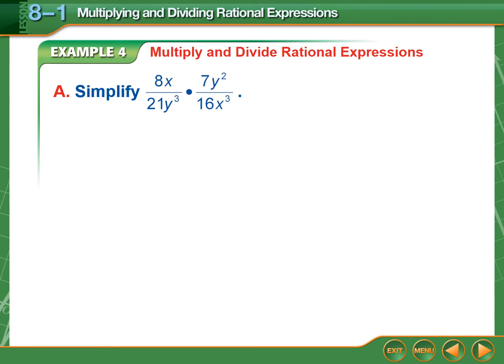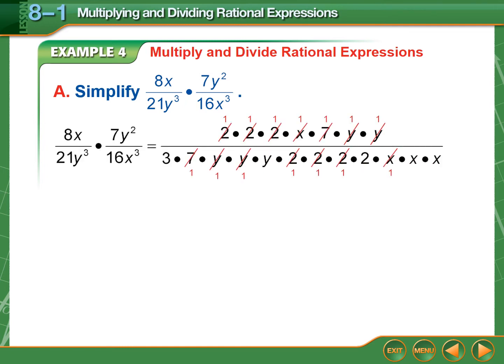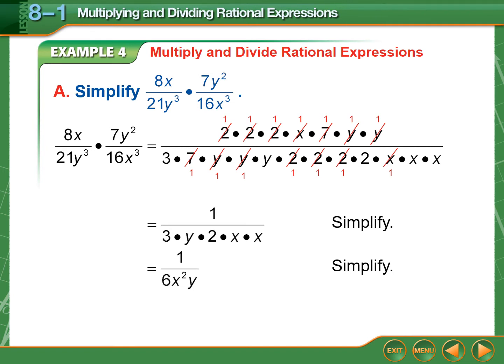So here's our first expression that we want to simplify: 8x over 21y cubed times 7y squared over 16x cubed. One approach is to write out the prime factorization for all of your coefficients and expand your variables based on their exponents. From there, you'll want to eliminate a common factor from the numerator and the denominator. Here I'm left with 1 over 3 times y times 2 times x. When I multiply and simplify, I'm left with 1 over 6x squared y.